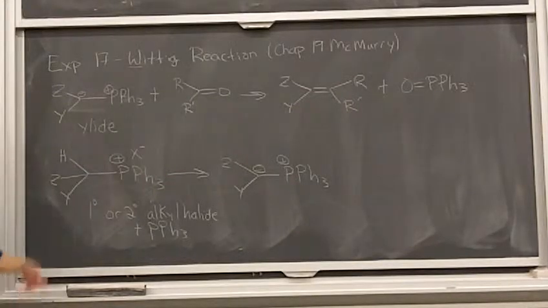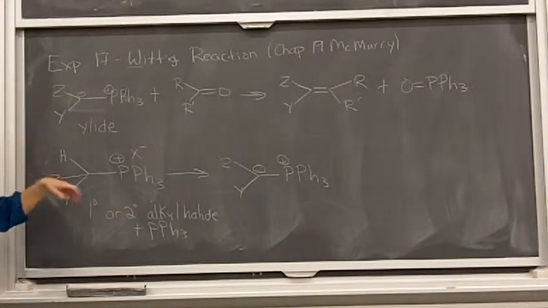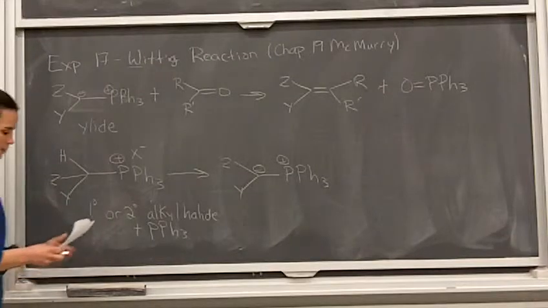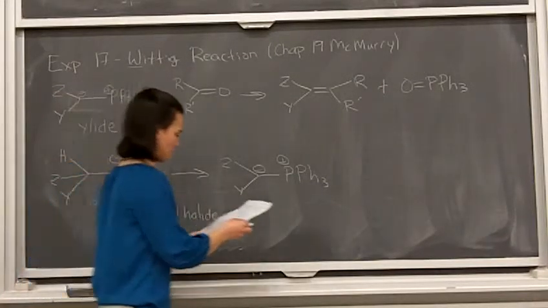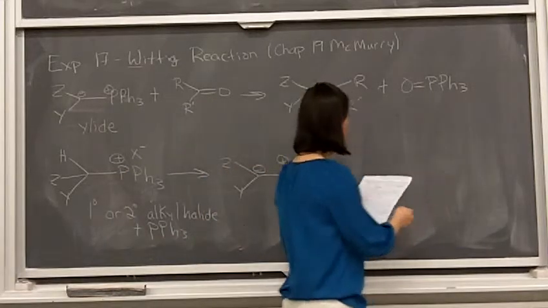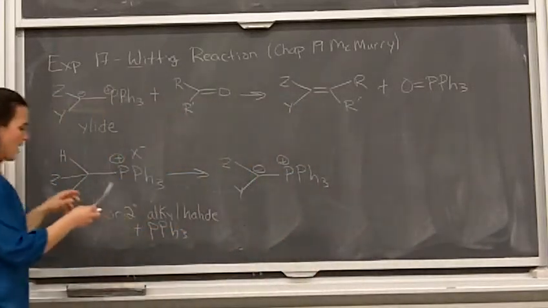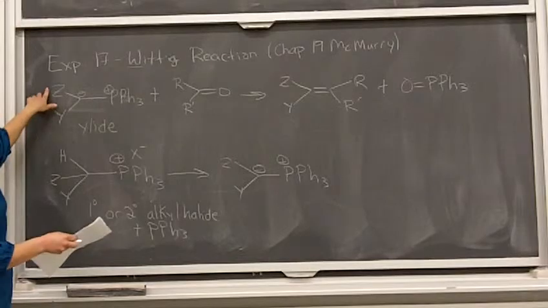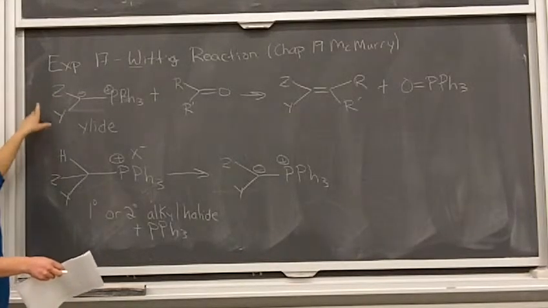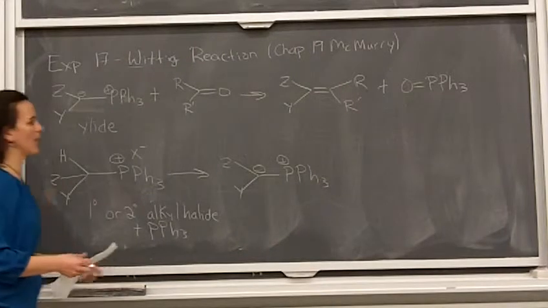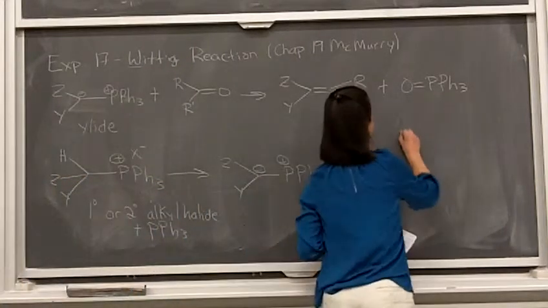Okay. Now another thing that we talk about with ylids is something is either stabilized or not stabilized. And so when your Z and your Y is either an alkyl group or just a proton, we talk about that being unstabilized.